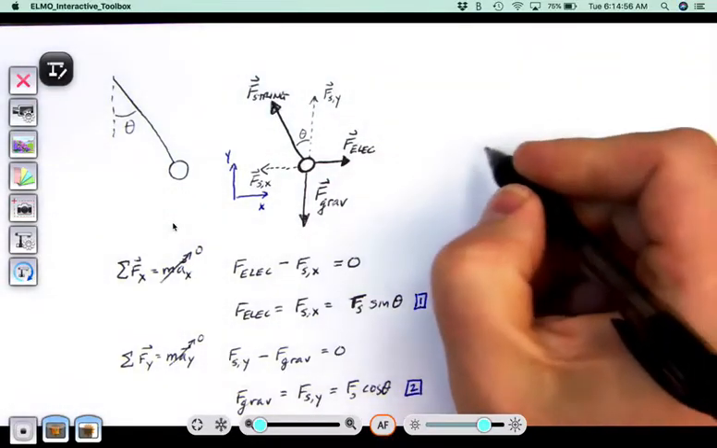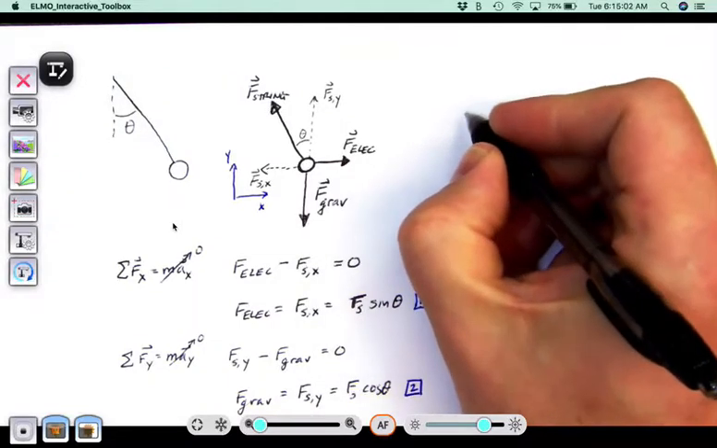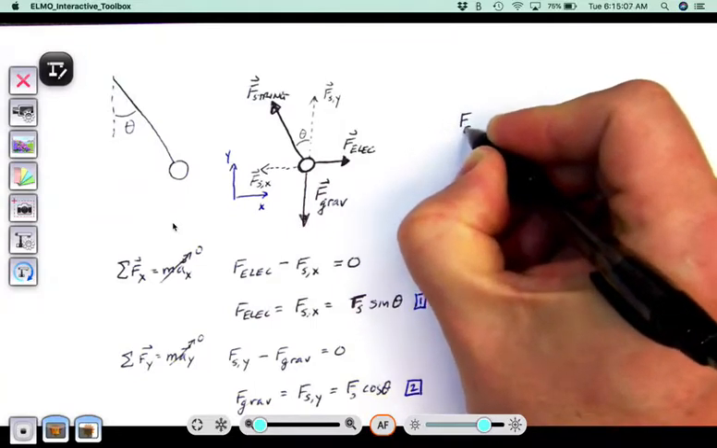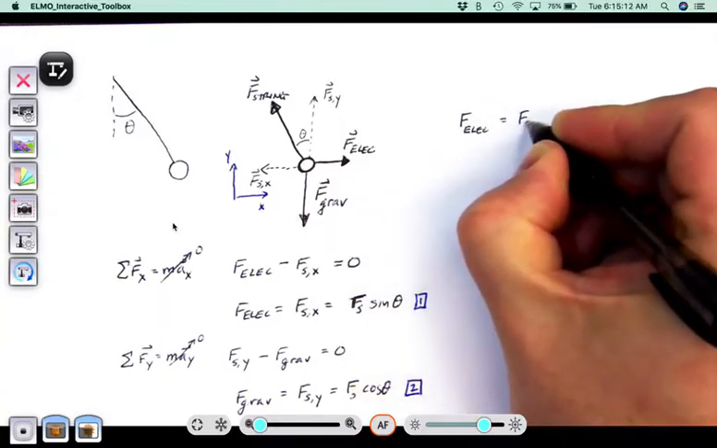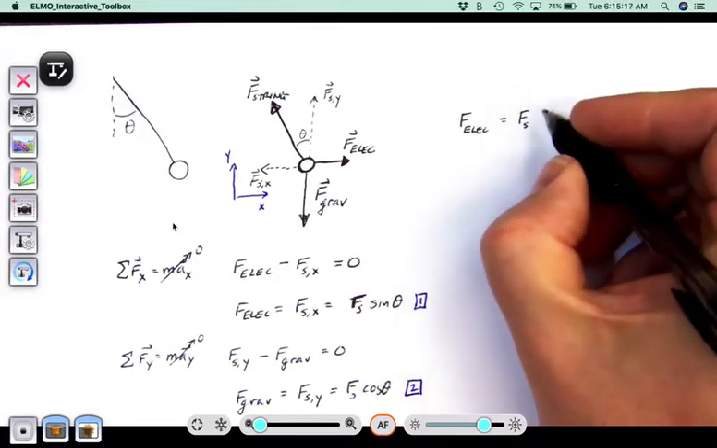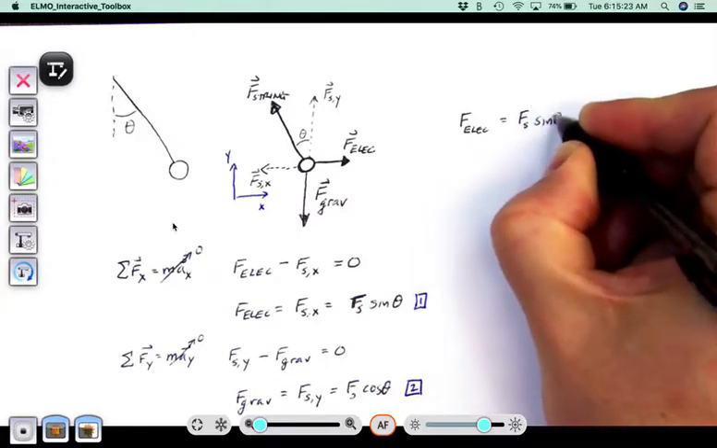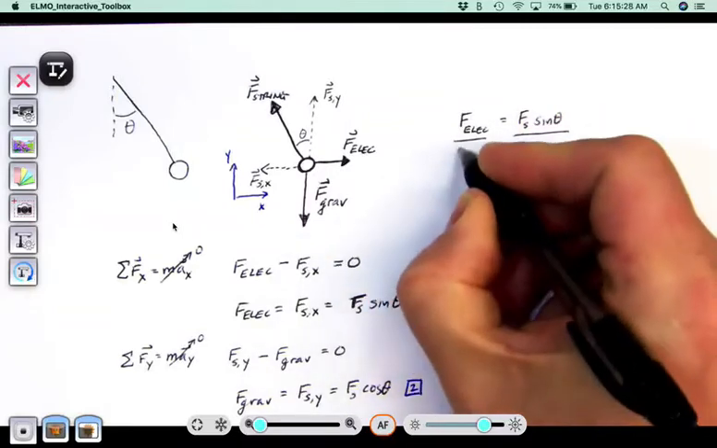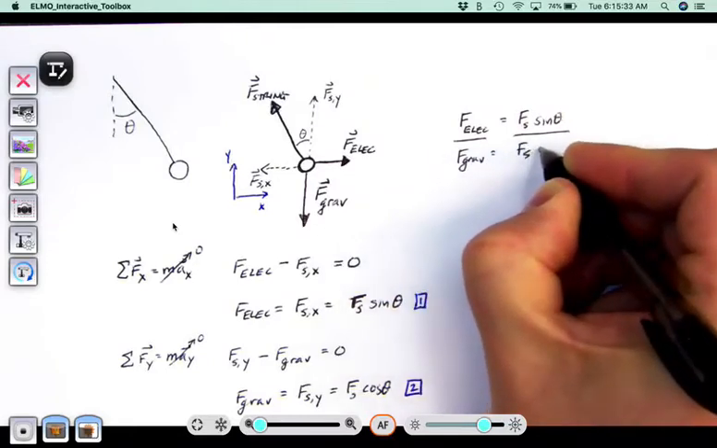And then I'm going to pull one of my favorite tricks from algebra, which is divide equation 1 by equation 2. There's other ways to do this, so if you don't like this, you can do the algebra your own way. F electrical equals the string force times the sine of theta, and the gravitational force equals the string force times the cosine of theta.